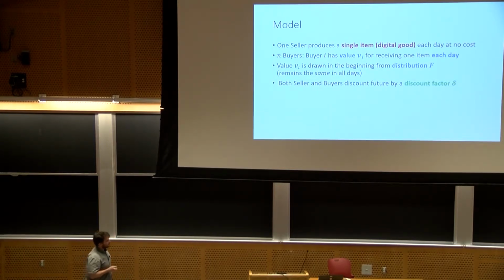We have n buyers. Buyer i has value v_i for receiving one item at each day, and this value is going to remain the same. It's going to be drawn in the beginning from distribution F, which is symmetric, and it's going to remain the same across all days. So think of it as the seller is trying through all of these interactions to learn that value v, so that they can earn more and more revenue. And we assume that both the seller and the buyer use a common discount factor delta.